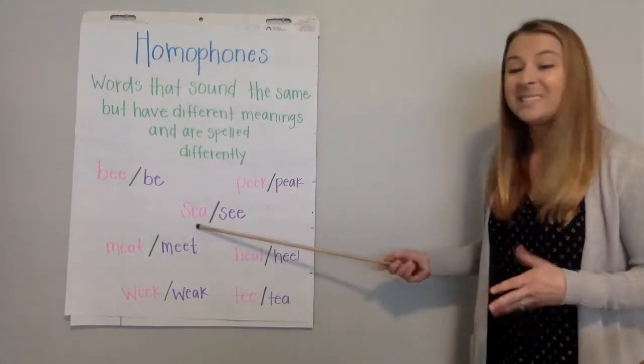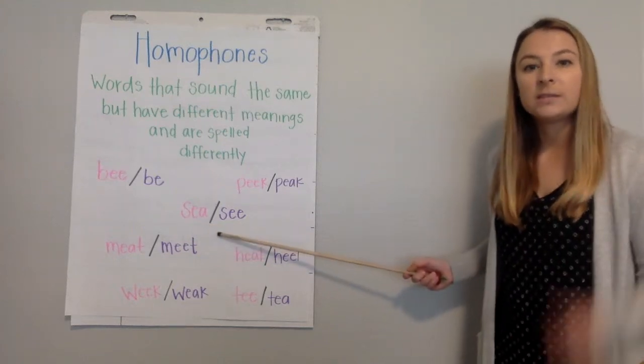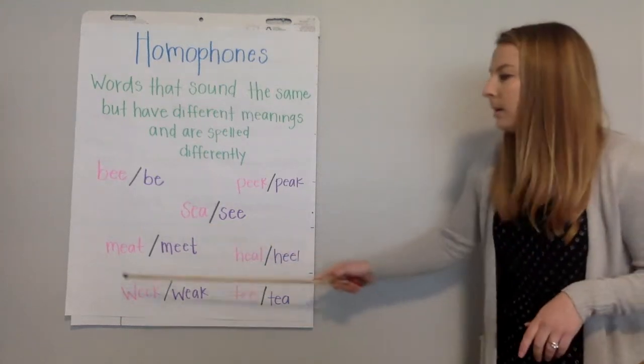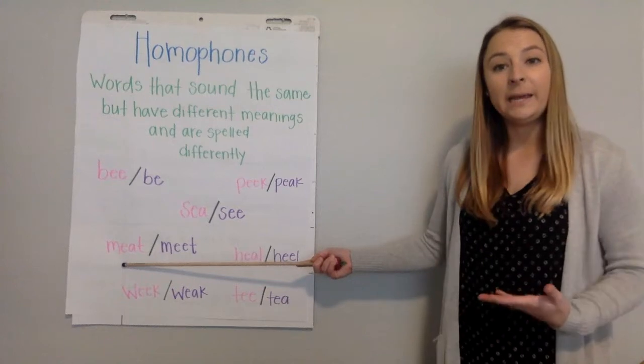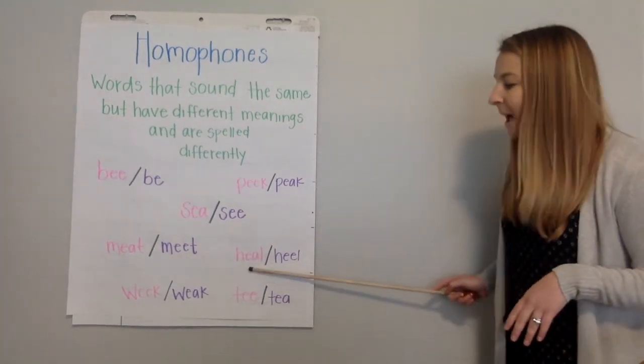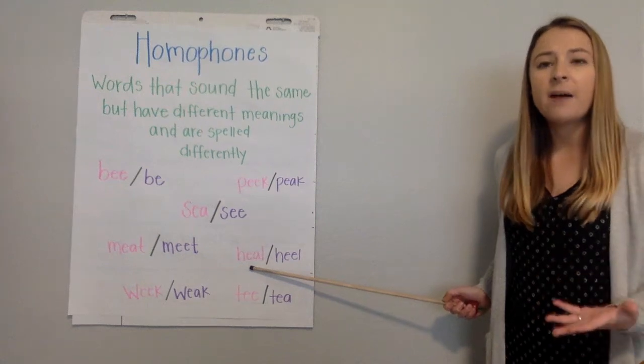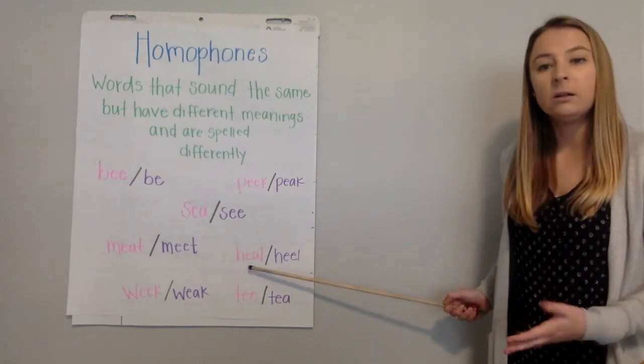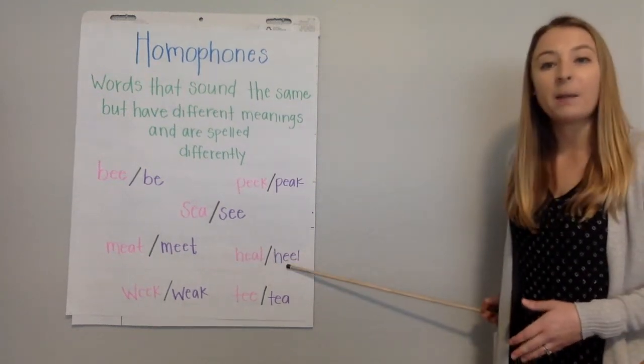Okay. We have see, like the ocean, or see with our eyes. Meat, like the meat we eat, or meet, like hi, nice to meet you. We have heal, like if you fall down and get hurt, you need time to heal, or we have heel, the back part of our foot.